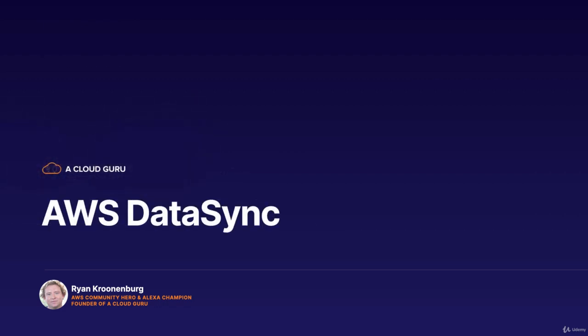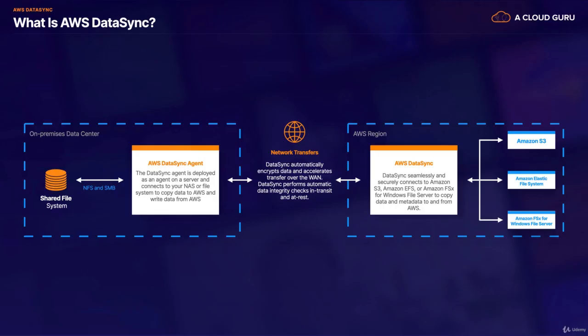This is a really quick lecture on DataSync. Essentially, you just need to understand what it is going into the exam. So what is it? Well, DataSync basically allows you to move large amounts of data into AWS. And typically you'd use it on your on-premise data center. You'd install the DataSync agent on a server that connects to your NAS or file system. And that will then copy data to AWS and write data from AWS. So it's a way of synchronizing your data.